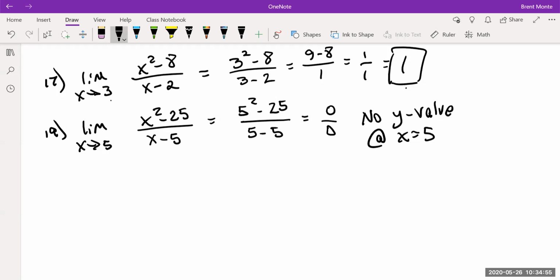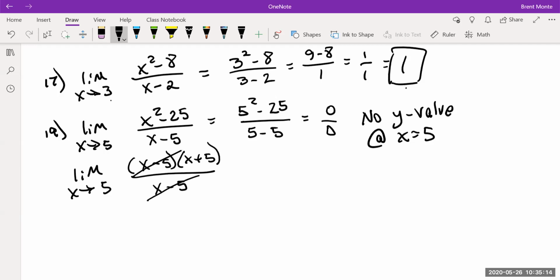So here's what we do. We say, oh, you know that x squared minus 25, I can actually factor that. That's the difference of two squares. The top is x minus 5 times x plus 5. And again, the order doesn't matter. If you did the x plus 5 first, that's fine.